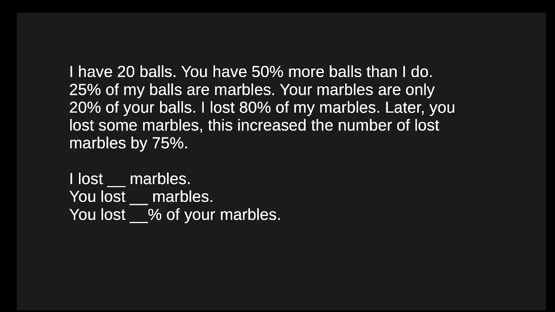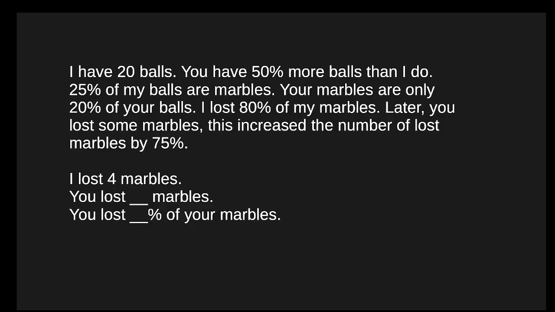Next we do 5 marbles times 80%. So 5 times 80 divided by 100. If we simplify that, it's 4. So I lost 4 marbles. Now it's your turn. You lost blank marbles. Let's search for a relevant sentence. It's a bit more complicated, but the last sentence seems relevant. Later you lost some marbles. This increased the number of lost marbles by 75%.